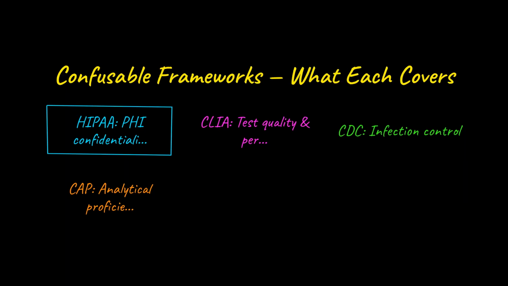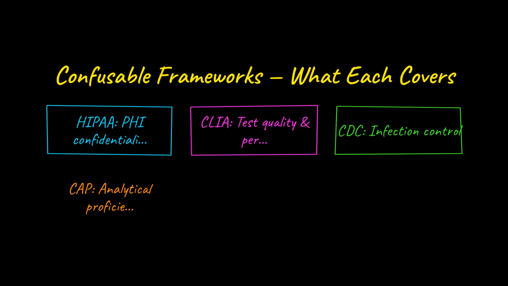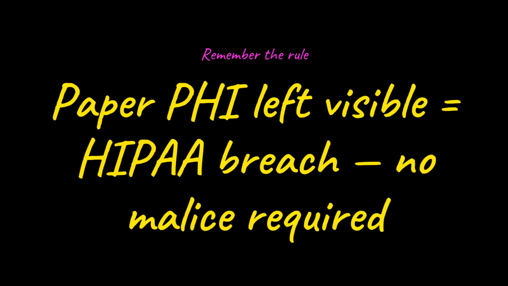A key exam skill is separating HIPAA from other laboratory frameworks. CLIA governs analytical quality and personnel competency. CDC covers infection control and pathogen transmission. CAP addresses proficiency testing and accreditation. None of these touch paper requisition handling in a public space. That is exclusively a HIPAA confidentiality matter. Negligent exposure is enough to constitute a breach. No malicious intent is needed. Whenever a stem describes printed PHI visible in a public area, the answer is a HIPAA privacy rule violation.